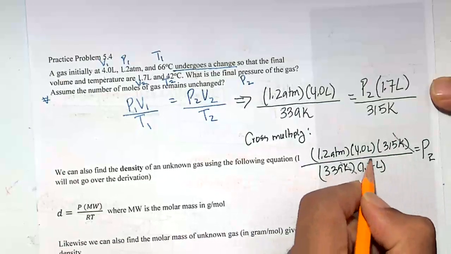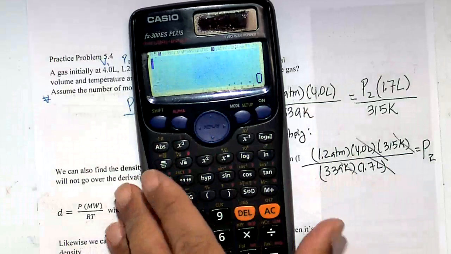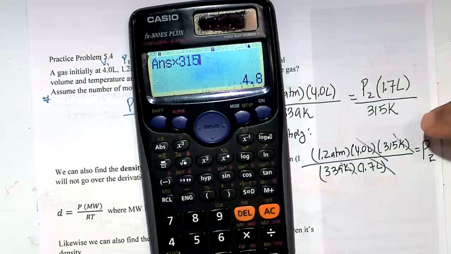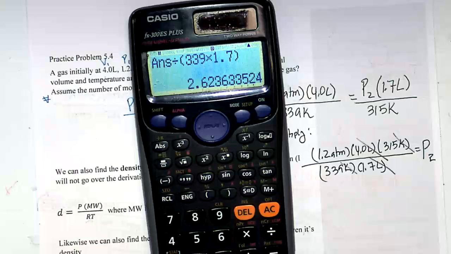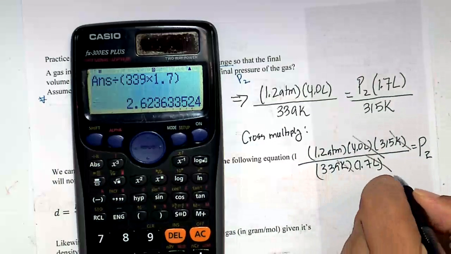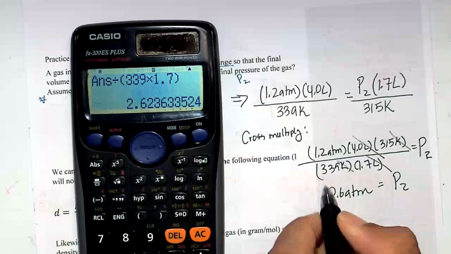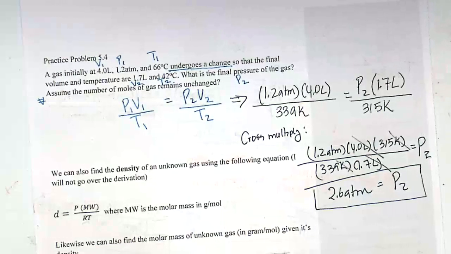Okay, the Kelvin cancels, the liters cancel. So it's going to be 1.2 times 4 times 315 divided by parentheses 339 times 1.7. Close those parentheses. 2.6 atmospheres. Okay, so this is our answer. This is the combined gas law.